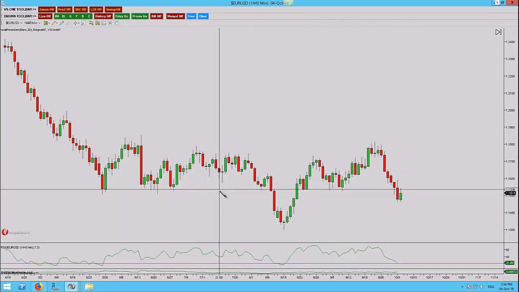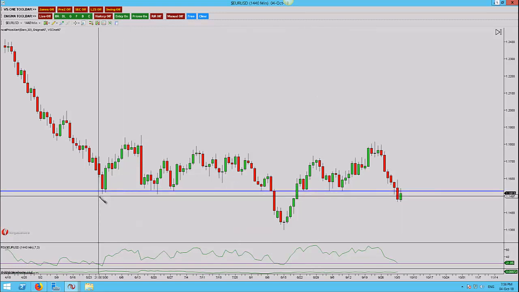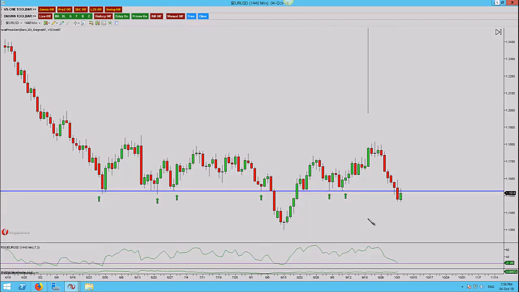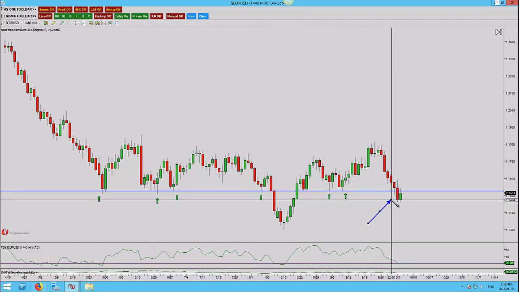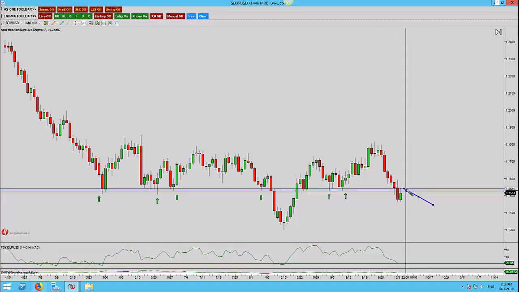So here we are on the dailies, and if we put a structure level in here, you can see that we have an area that has been respected 6 times, and what we have just done here is put in a lower low, lower close. This was yesterday, and what price is doing now, we're rallying back up.